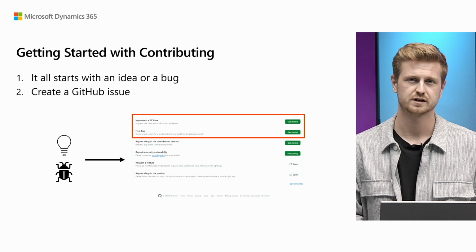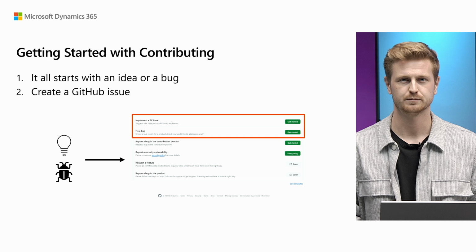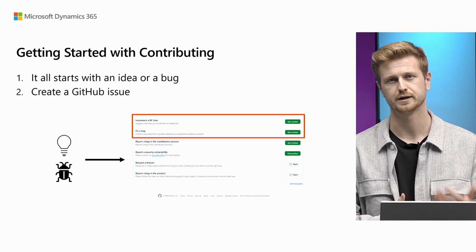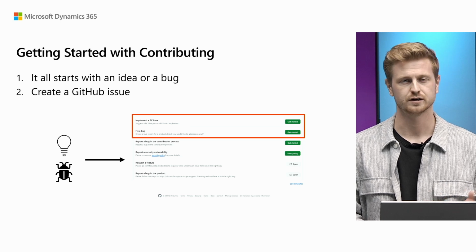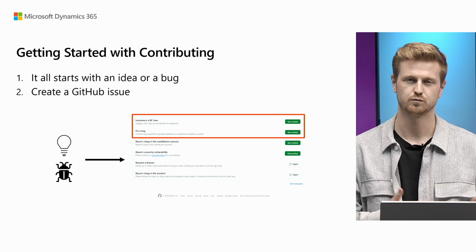The second step in this process is that you need to create an issue on GitHub. If you go under the Issues tab, you should be able to see these options, and you want to select one of the top two. So either you want to implement a BC idea, or you want to fix a bug. When you click Get Started, it will take you to a form you need to fill out. It's just to give us some information on what it is you want to do.